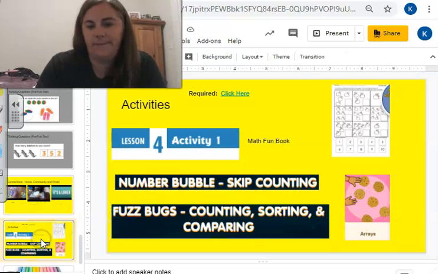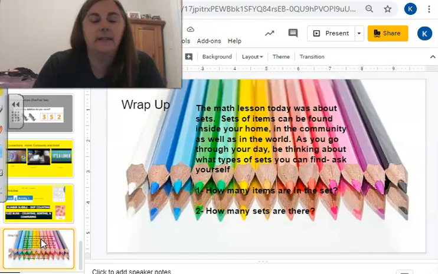So let's keep going. All right, so we're at the end of our lesson today. The math lesson today was about sets. Sets of items can be found inside your home, in the community, as well as in the world. As you go throughout your day, be thinking about what types of sets you can find. Ask yourself, how many items are in the set? How many sets are there?